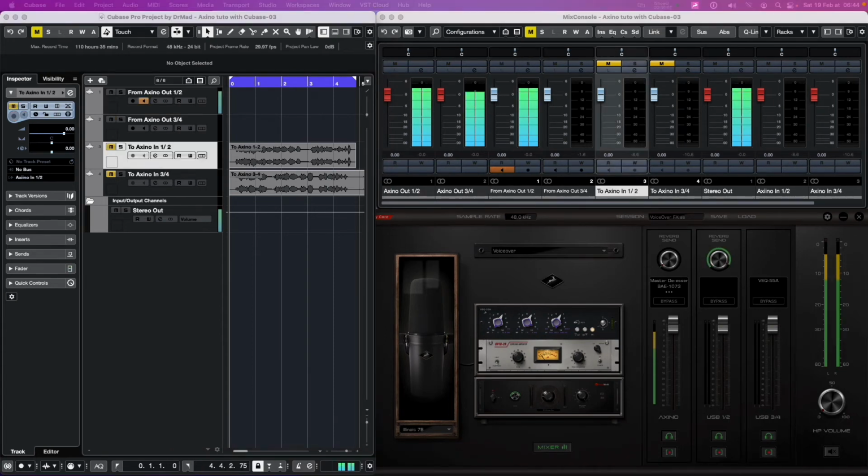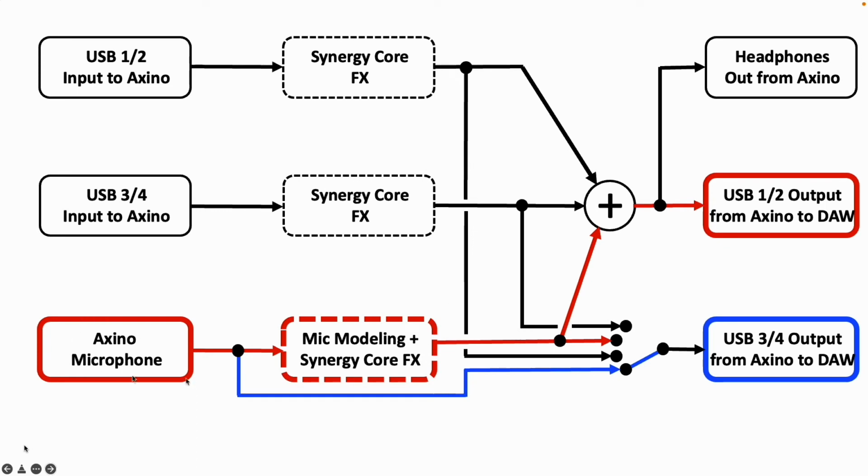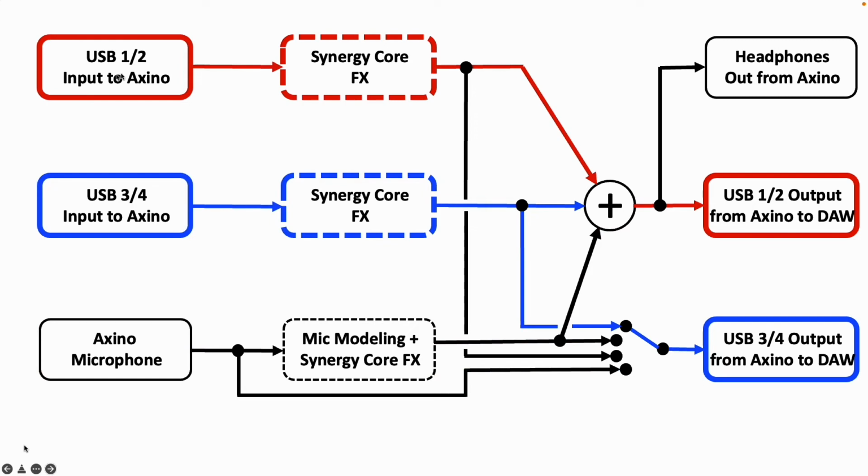So what we've done so far is output some sound from the Axino microphone, with or without the sound effects and mic modeling, through two different outputs. But let's see how we can input things into this device now by using the input ports. We're going to see the difference between what's done using the 1.2 output and what's done using the 3.4 input to 3.4 output, the blue path.